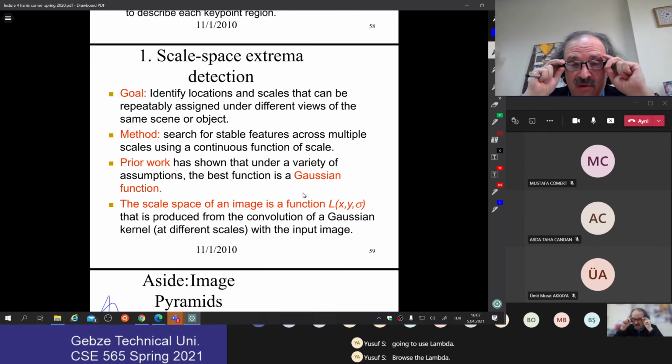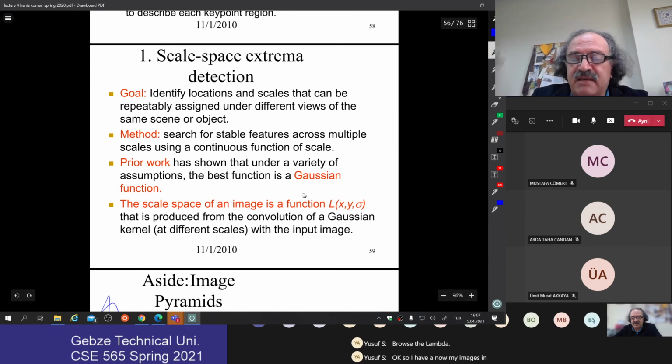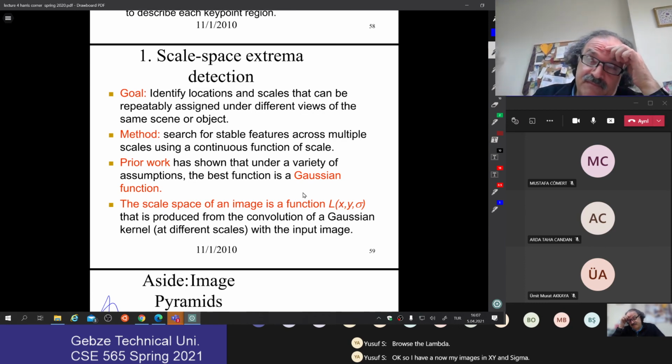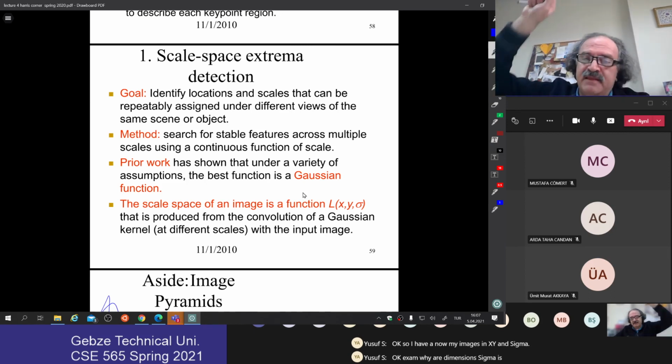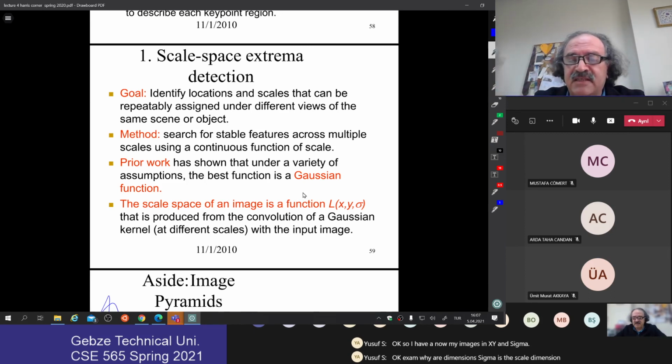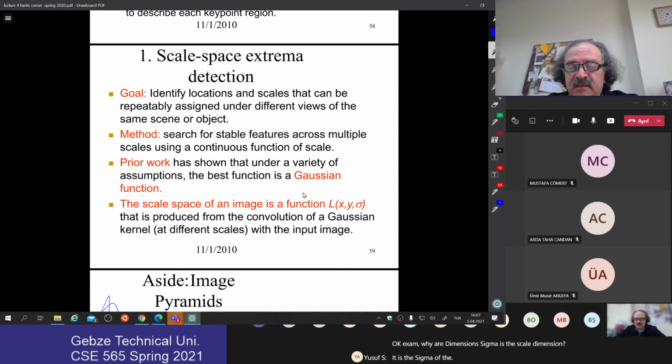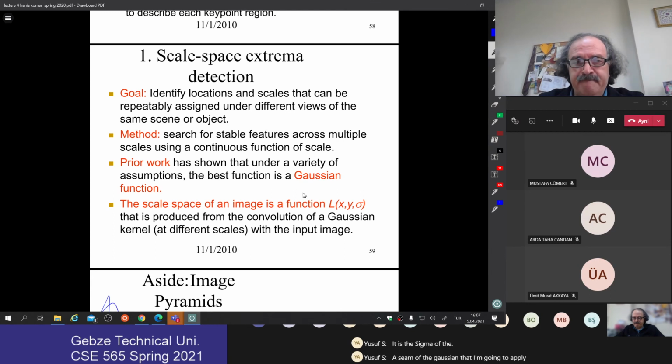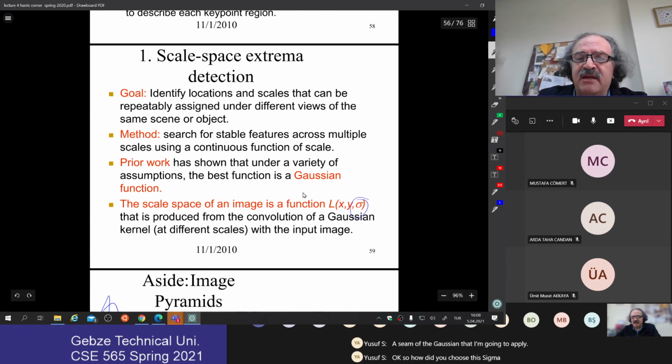Okay, so I now have my images in X, Y, and sigma. X and Y are dimensions. Sigma is the scale dimension. It is the sigma of the Gaussian that I am going to apply. Okay, so how did you choose the sigma? I mean, where did the sigma come from?